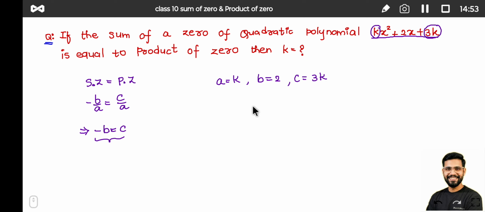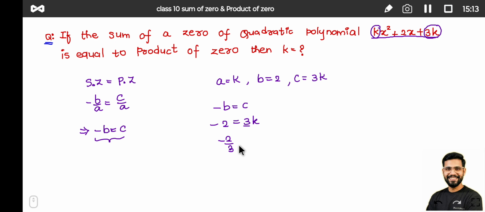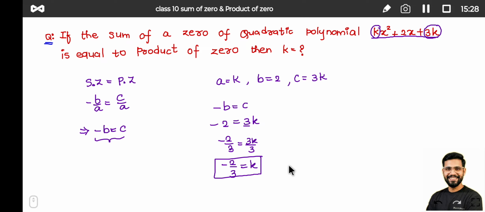So we have to find out this k. If we put the value of b and c in this condition, we have minus b is equal to c. So minus the value of b, which is 2, is equal to the value of c, which is 3k. So from here, if we divide both sides by 3, minus 2 by 3 is equal to 3k by 3. Or you can take this 3 in the denominator, so we'll get minus 2 by 3 is equal to k. So this is our answer for k.